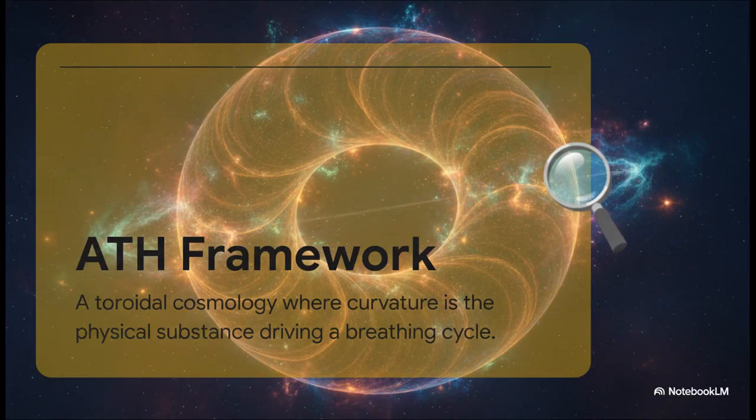So to really grasp this framework, we have to completely set aside standard scientific models for a minute and look at the universe as a living, breathing membrane. In the ATH system, there is no Big Bang. There's no endless one-way expansion into some dark, infinite void. Instead, curvature itself is the absolute only physical substance that exists. Everything else, matter, energy, light, gravity, the whole shebang, is just an emergent behavior of that curvature, bending, twisting, and flowing in a closed dual-sphere loop known as a toroidal cycle.